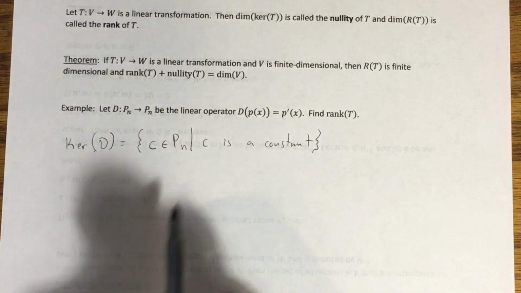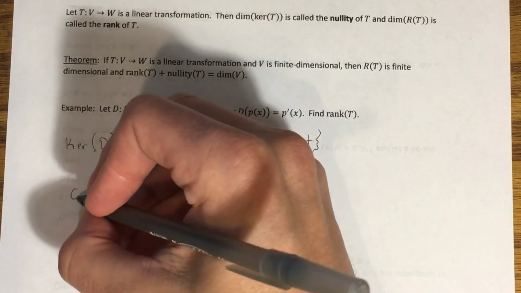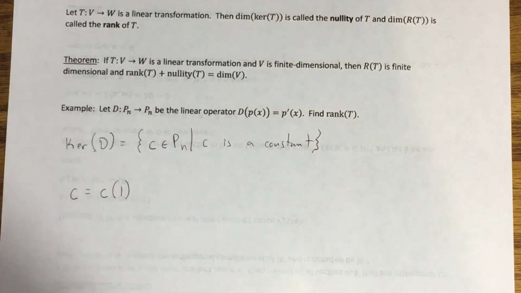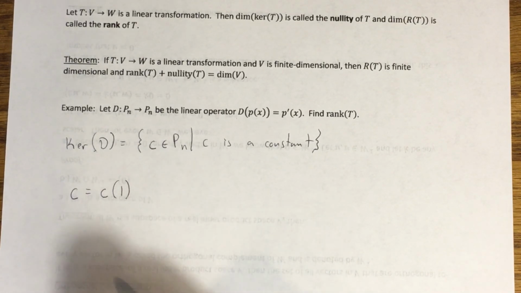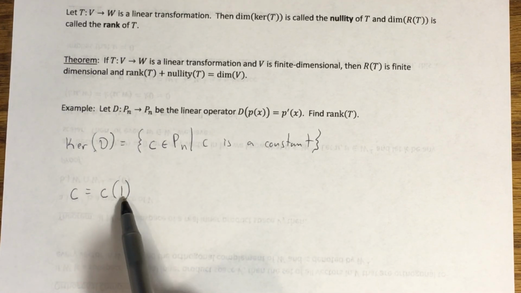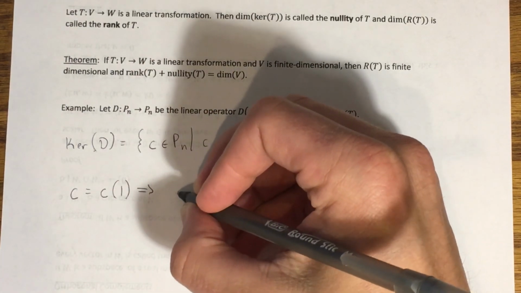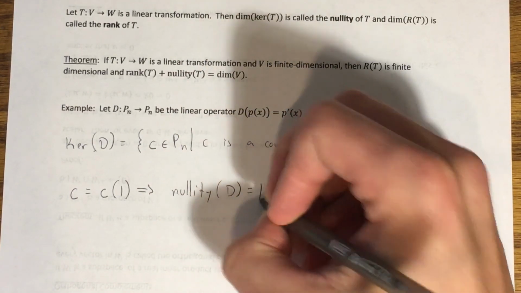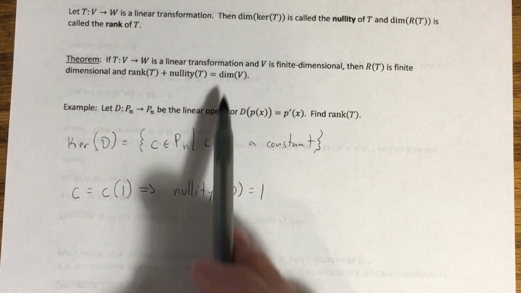Okay? Well, if I want to know what the dimension of this is, notice that the set of all constant functions can be written as c times 1, where 1 is a vector in P_n. It's a polynomial of degree 0. It would belong here. So this entire set is the span of this one vector. This one vector can be thought of as the basis for the kernel, which implies that the dimension of the kernel, or the nullity of D, is equal to 1. Its basis only has one vector. So according to this, the nullity of D is 1.